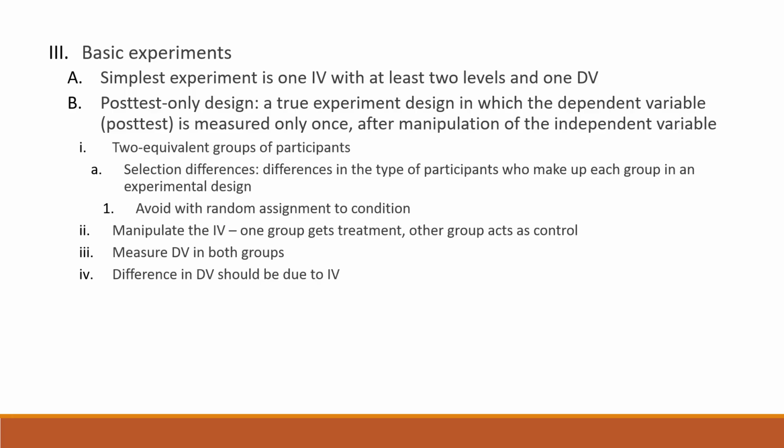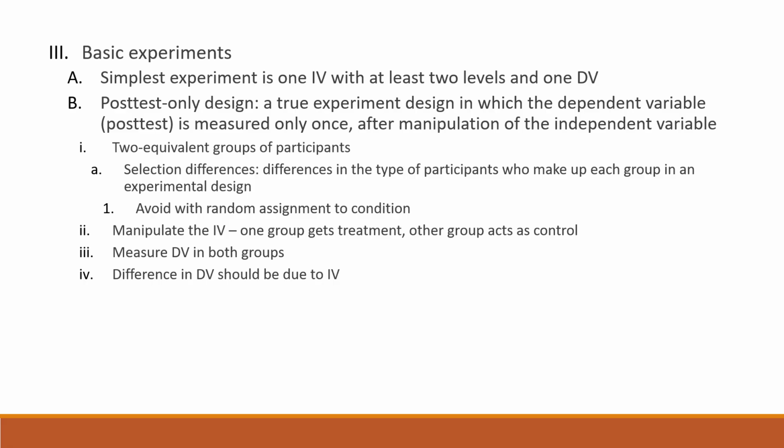There are some rules to follow here. First, there should be two equivalent groups of participants. You wouldn't want 100 people in one group and 50 in another. We also want to avoid selection differences, which are differences in the type of participants who make up each group in an experimental design. You wouldn't want, say, only gifted children in the math intervention group and only general education children in the control group, or those who hate math in one group and those who like it in another.